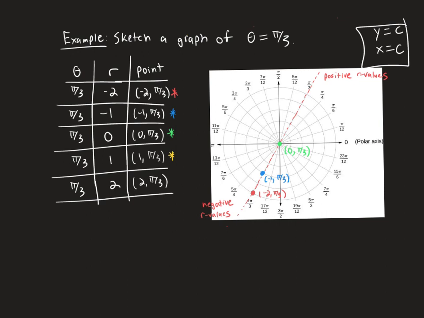1, pi over 3, let's match that other one. I think it's going to be out here. Positive 1, pi over 3. And then the 2, pi over 3 is going to be right there. And then, of course, we missed a bunch of r values, but they're all the r values that are in between. So now if we just connect the dots, we can see that the equation theta equals pi over 3 is going to correspond to this solid line at the angle pi over 3. It goes forever in both directions. Right, lots of examples. We're going to do another example.